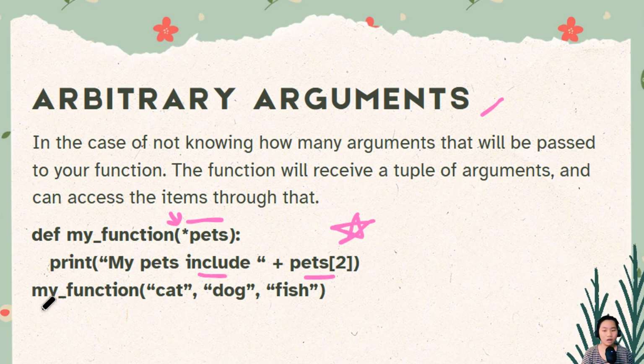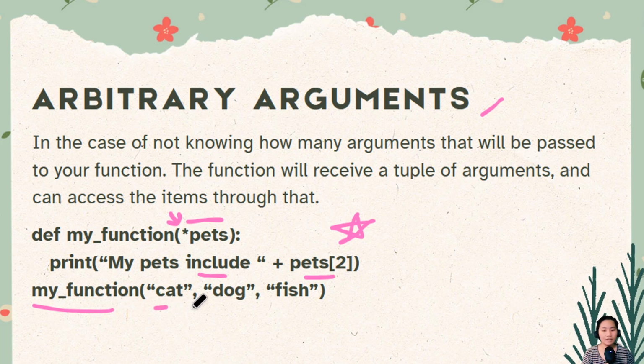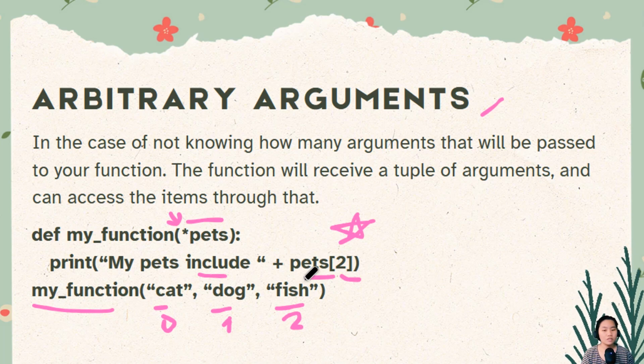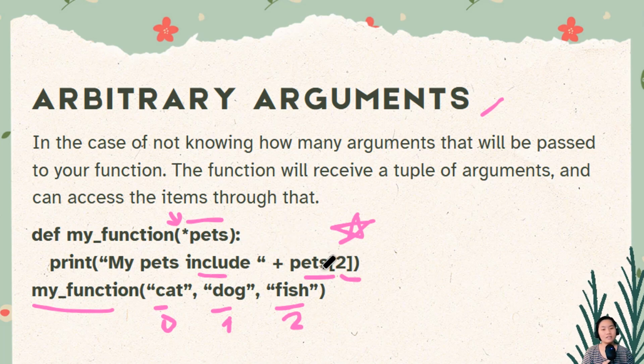Now, once we get to calling my function, we give it a bunch of items for the tuple: cat, dog, and fish. Since this is number 2, we go 0, 1, and 2. So this will print out "my pets include fish," okay? But I forgot to include the spacing in between these two, so it's just going to stick together, and that's something you do have to pay attention to.